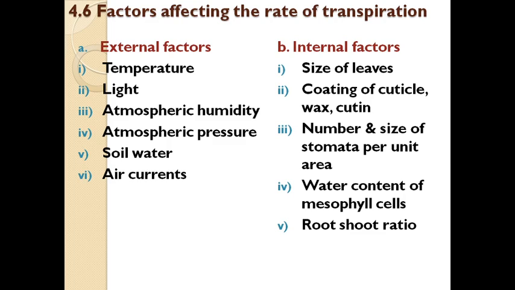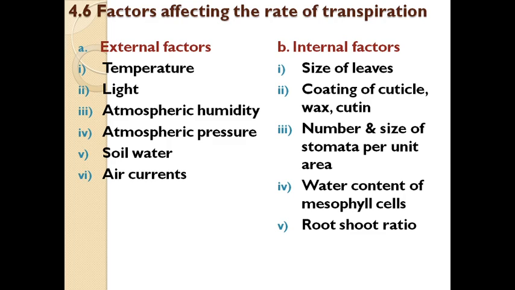Then the next internal factor is water content of mesophyll cell. The water lost in the form of vapor during transpiration is actually lost from the mesophyll cell of the leaf. When there is less water in the mesophyll cell, the rate of transpiration is reduced considerably.